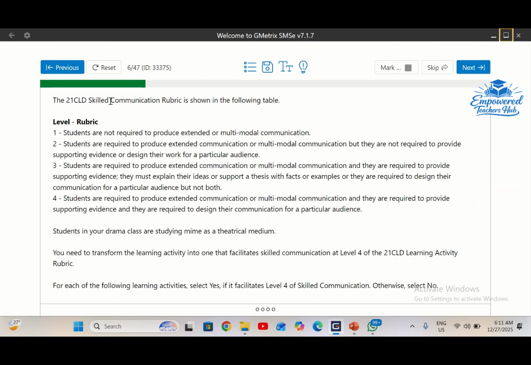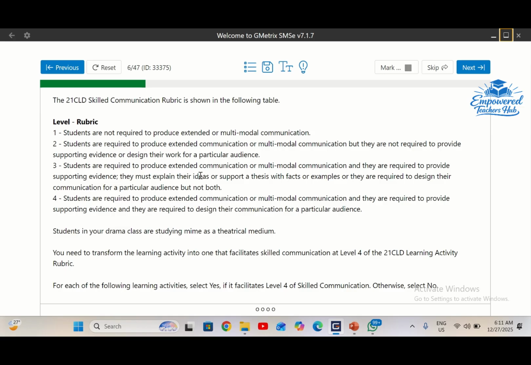The 21st Century Learning Design skilled communication rubric is shown in the following table. Level 1. Students are not required to produce extended or multimodal communication. Level 2. Students are required to produce extended communication or multimodal communication, but they are not required to provide supporting evidence or design their work for a particular audience. Level 3. Students are required to produce extended communication or multimodal communication, and they are required to provide supporting evidence.